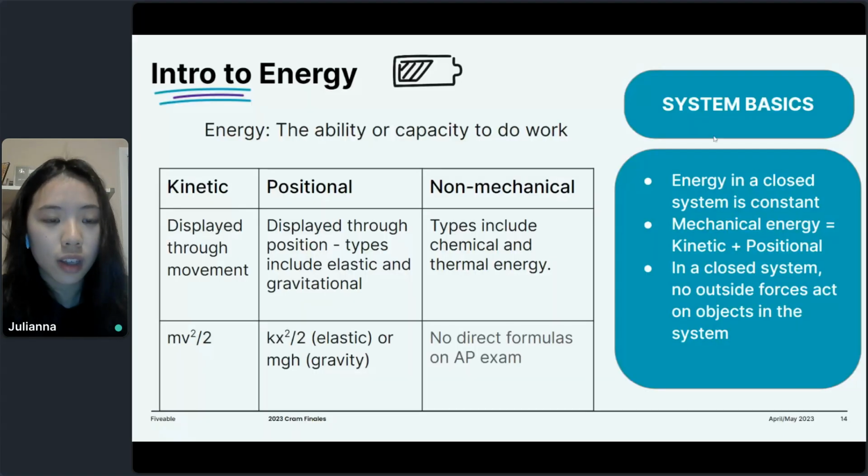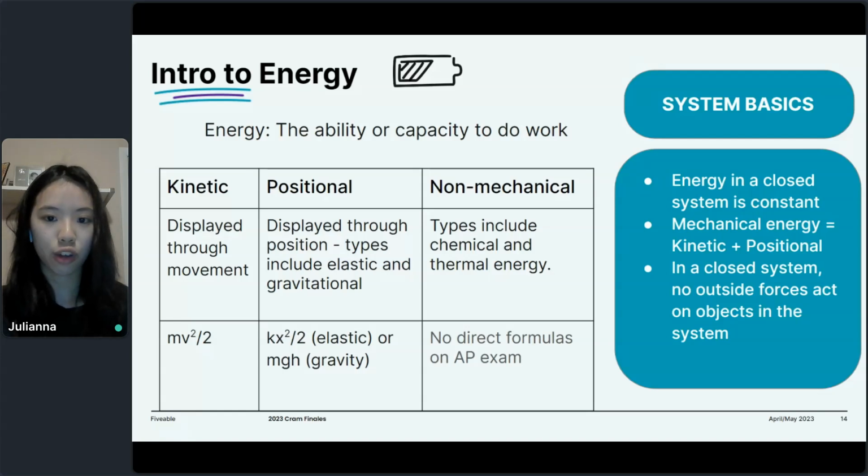Next slide, please. All right, so the definition of energy is the ability or the capacity to do work. So the two topics of work and energy are very closely related. So first we'll talk about system basics.